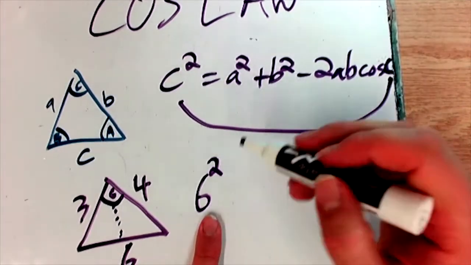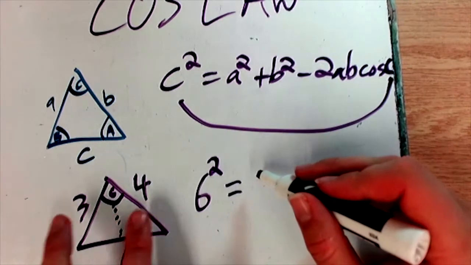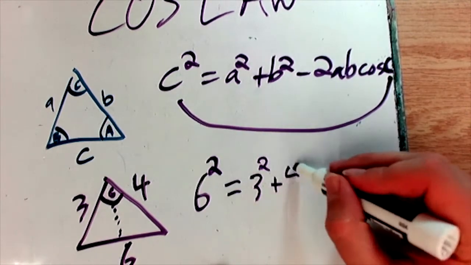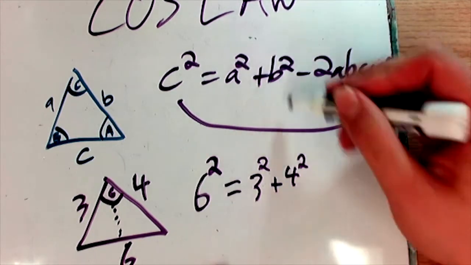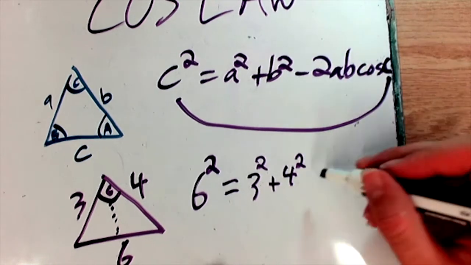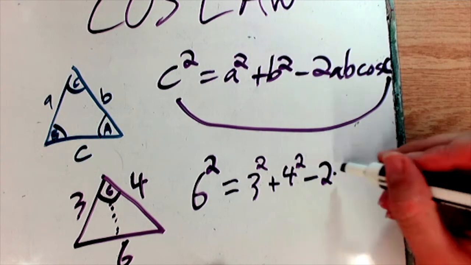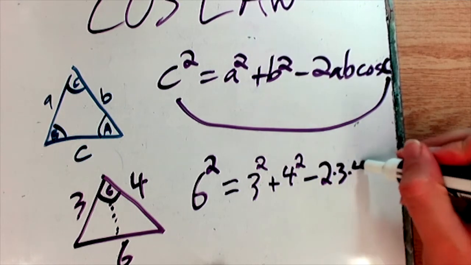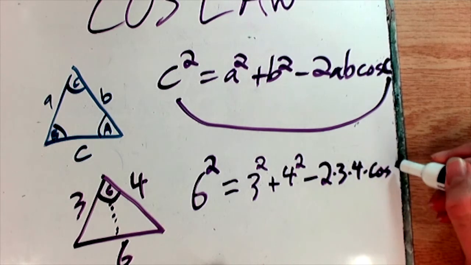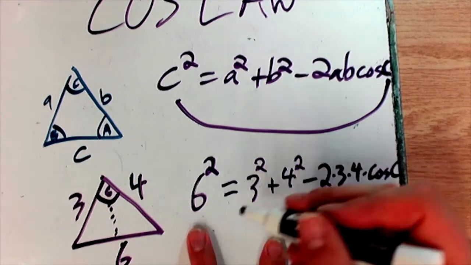6 squared equals, and let's choose 3 and 4 randomly, so it doesn't matter which one of them goes into a or b. So we got 3 squared plus 4 squared. Okay, a squared and b squared, that checks out. What about this 2ab cos C? So we got minus 2 times a, which is 3, times 4, which is b, times cos of C. That's what we're looking for. So we can start to actually solve these.